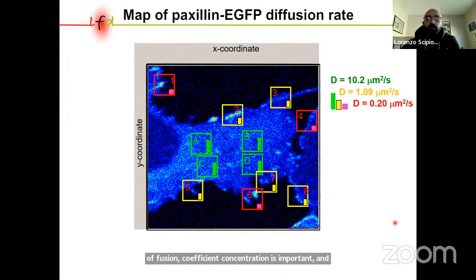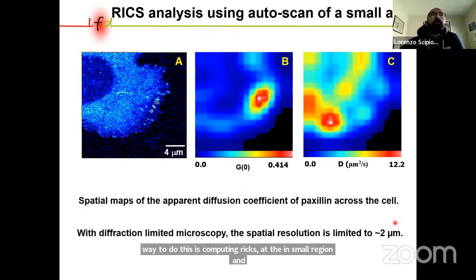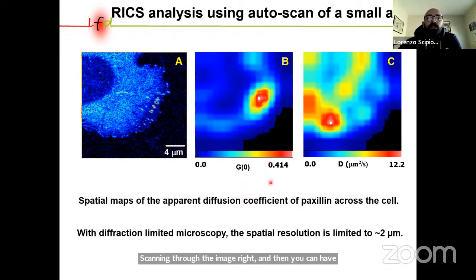take advantage of. One way to do this is computing RICS in small regions and scanning through the image, right? And then you can effectively have a map of the G0 as well as of the diffusion coefficient, and you can see how this is distributed along the cell.